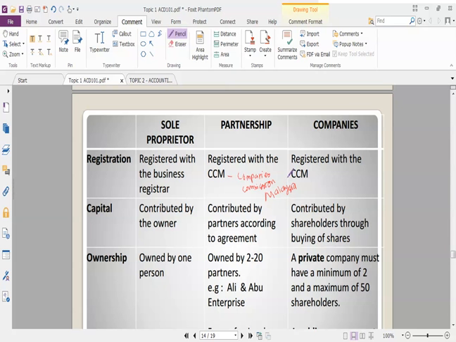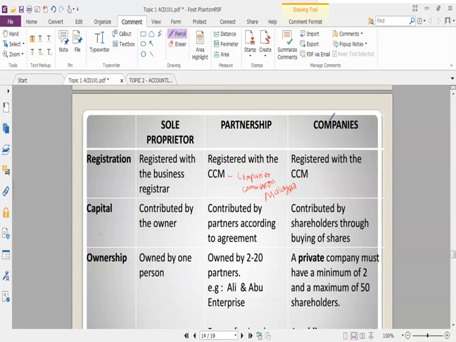Okay. What about capital for the sole proprietor? The capital is contributed by the owner itself. For sole proprietorship it is just one person only. But for the partnership business, the capital is contributed by the partners. So the profit sharing is based on the agreement.